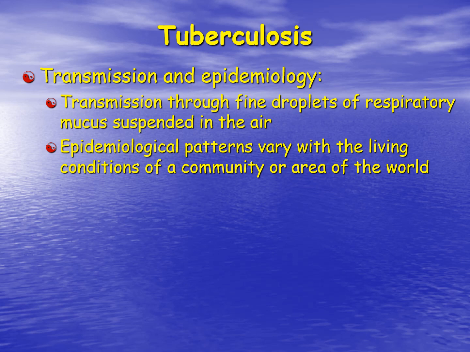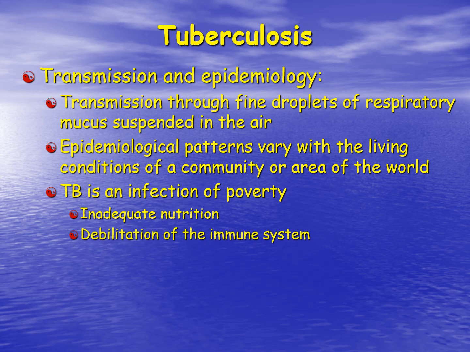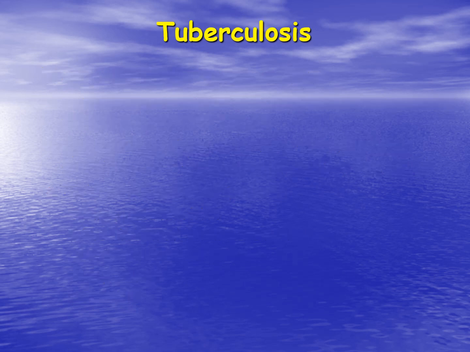Epidemiological patterns vary with the living conditions of a community or the area of the world that we're looking at. Tuberculosis is most often found in cloistered populations like prisons, nursing homes, and college dormitories. But oftentimes we think TB is an infection of poverty: inadequate nutrition, debilitation of the immune system often because of the inadequate nutrition, poor access to medical care, lung damage often due to tobacco and other drug usage, and certainly crowding. And then, of course, genetics also plays a role.